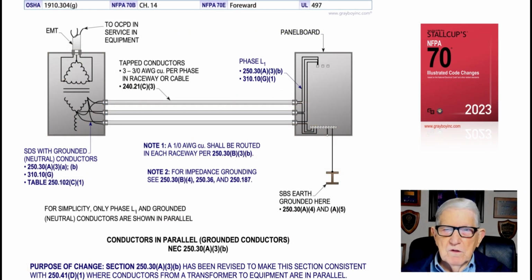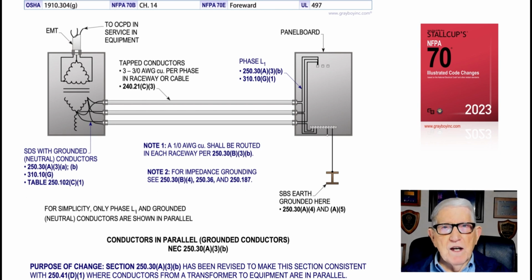Now this illustration deals with conductors in parallel, but we're dealing mainly with the grounded conductor, and in accordance with 250.30(A)(3)(b). Now the purpose of the change was to recognize if you had a transformer involved, the parallel hookup still would be the same as you see in this illustration. 3 3/0 in each raceway, then 310.10 requires you to have at least a 1/0. But make note that a neutral conductor, if you calculated it by 220.61, and the neutral calculation was 2/0, then you would raise from 1/0 to 2/0.